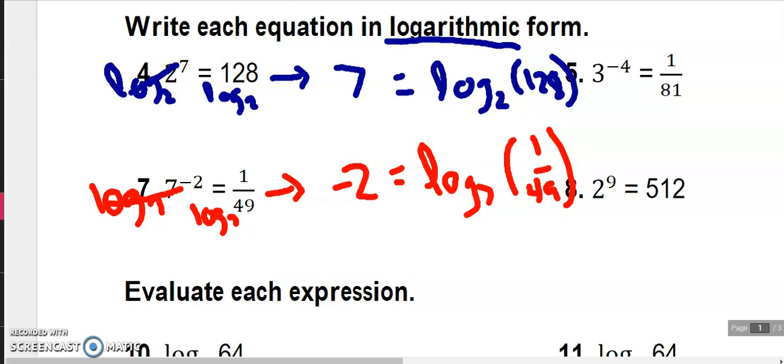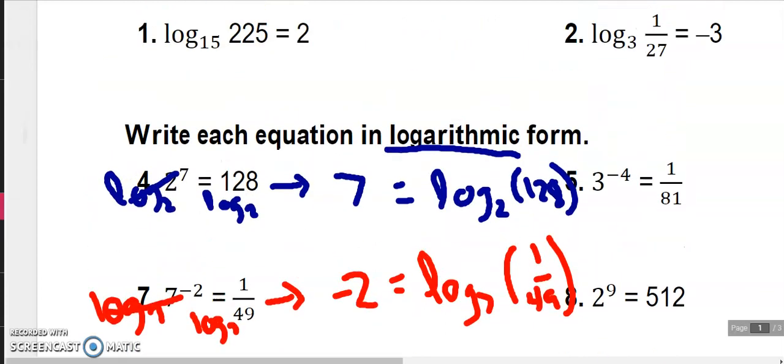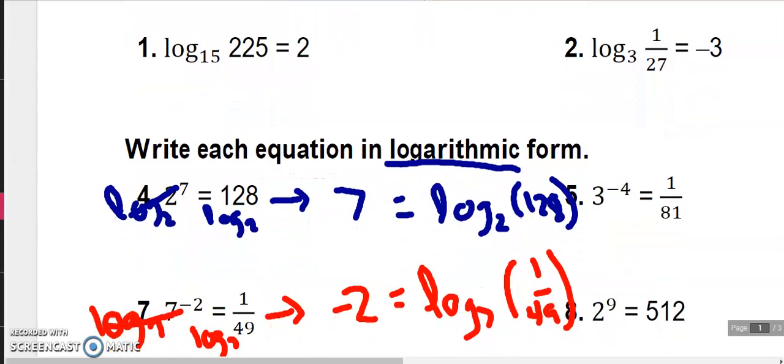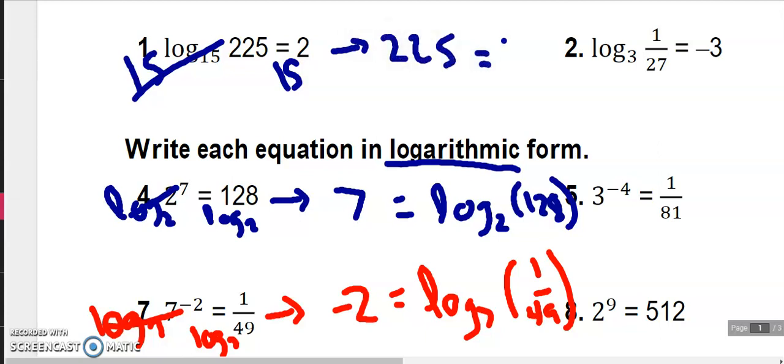So because logs and exponential equations are inverses, I can also take logarithmic equations and flip it the other way. So if I see log base 15 of 225 equals 2, I can use a base of 15 on both sides to rewrite the expression. So that would tell me that 225 equals 15 to the power of 2.